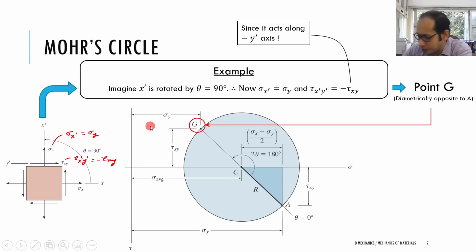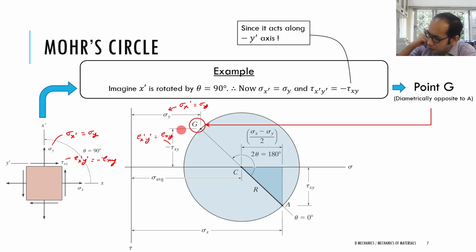So let's mark that. As we already saw, when we rotated by 90 degrees, this one was pointing towards the y axis, so sigma x prime becomes equal to sigma y. Let's go ahead and mark that particular point there as well. So here in this case, you have your sigma x prime equal to sigma y, and tau x prime y prime equal to minus tau xy that you have over here, right?